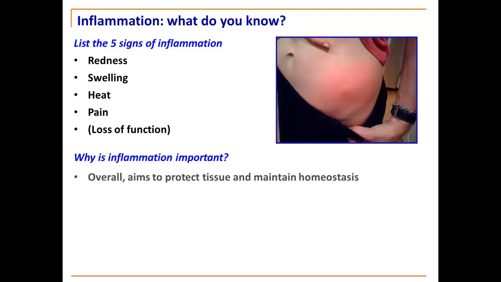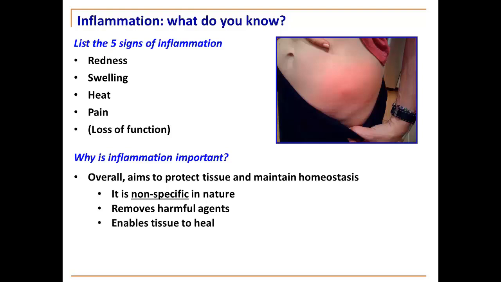Why is inflammation important? Well, of course, it aims to protect the tissue and maintain homeostasis. And it'll help to slow the spread of any engulfing microorganisms that might be present. It is non-specific in its very nature, and it's aimed to remove harmful objects, such as pathogens, which include bacteria and viruses. It enables tissues to heal. That might be scar tissue, or it might be repair of the tissue itself.